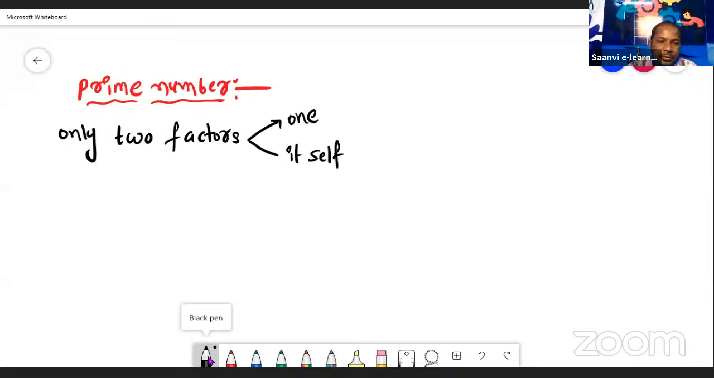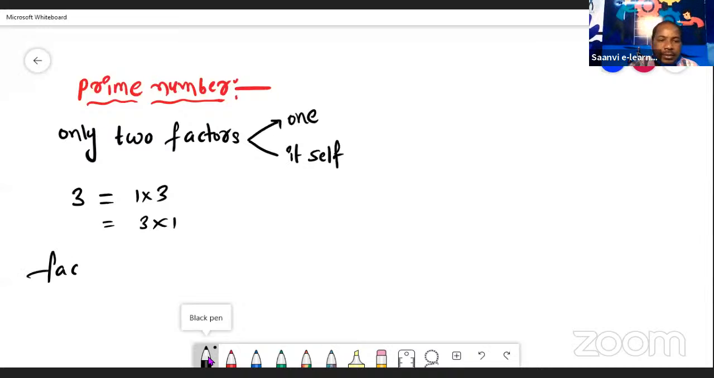Okay. For example, the number 3 is there. What are the factors of 3? We can factorize: 1 into 3, or 3 into 1.